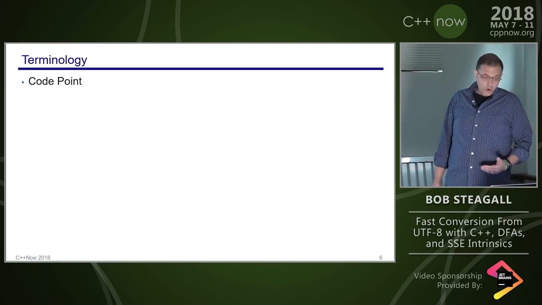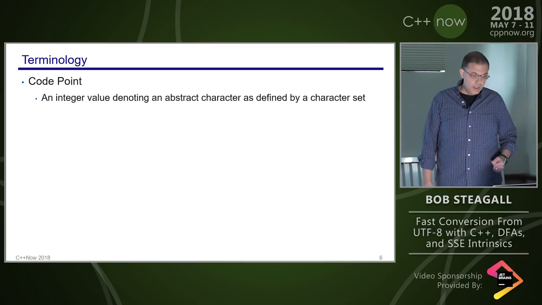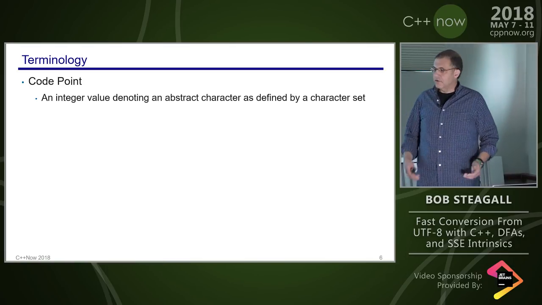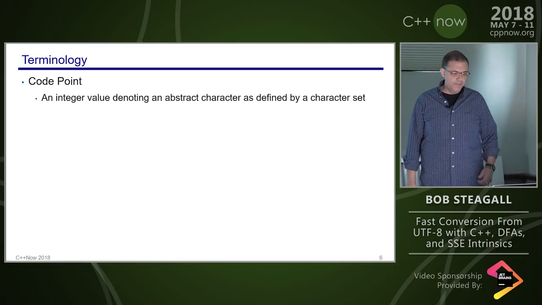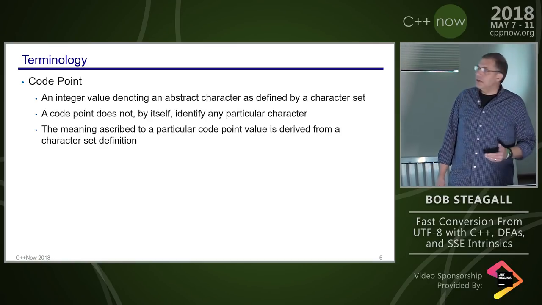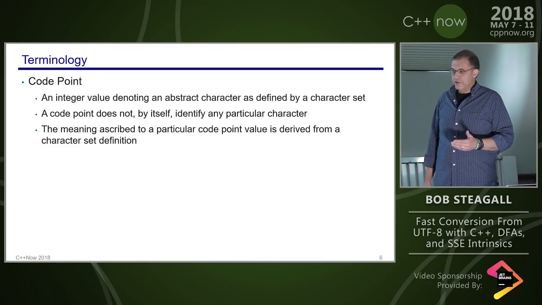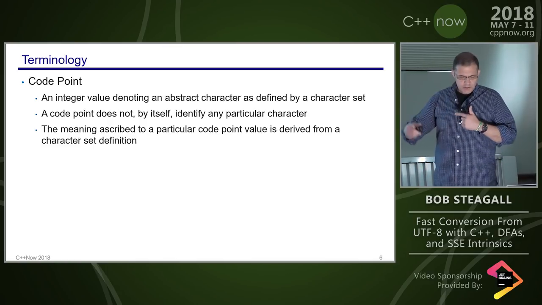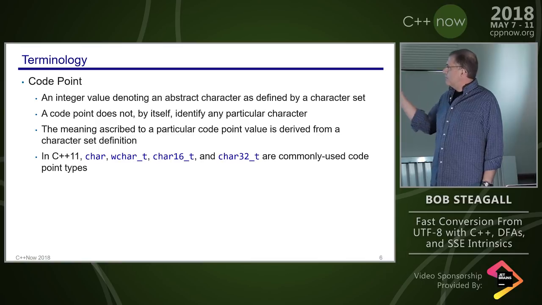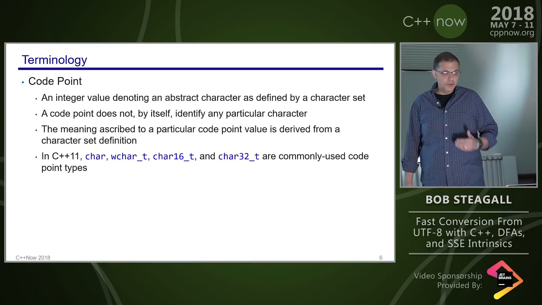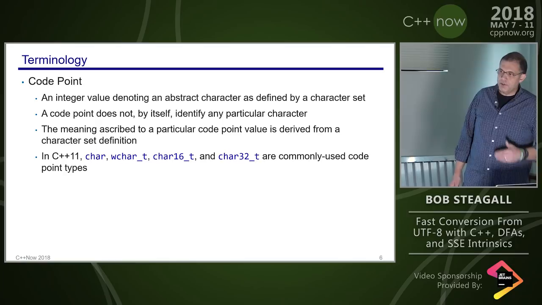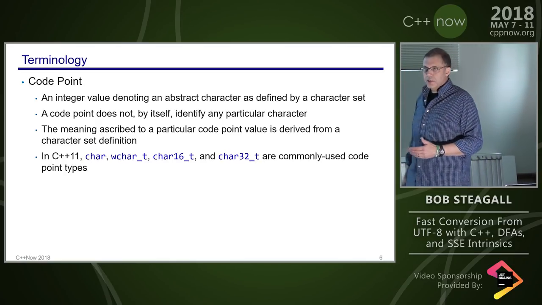So, code point. A code point is an integer value that denotes an abstract character as defined by a character set. And we'll come to what a character set is in a moment. A code point by itself doesn't identify a particular character. The meaning of a code point is derived from a character set definition. In a minute we'll see there's sort of a circular set of definitions here. So in C++, char, wchar_t, char16_t, and char32_t are also commonly used code point types for various encodings. And whether a type is a code unit or a code point depends on the encoding and the usage.